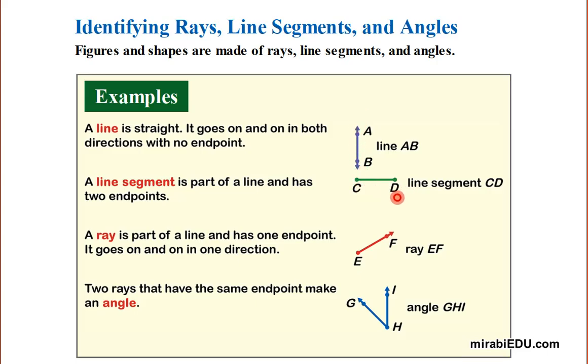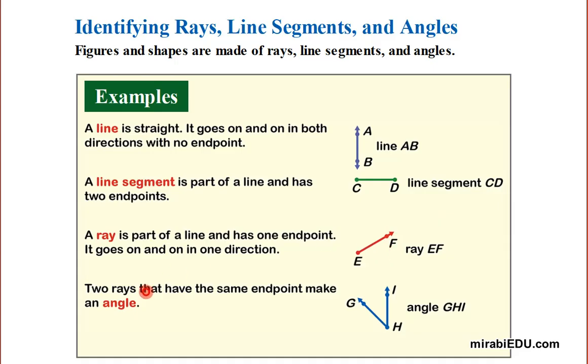So CD is a line segment. What is a ray? A ray is a part of a line and has one endpoint. It goes on and on in one direction. So one side of this ray is limited to one point and the other is unlimited. It goes on and on. So again we cannot measure the length of a ray because the ray is unlimited.